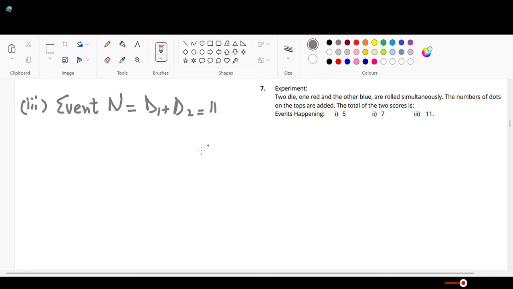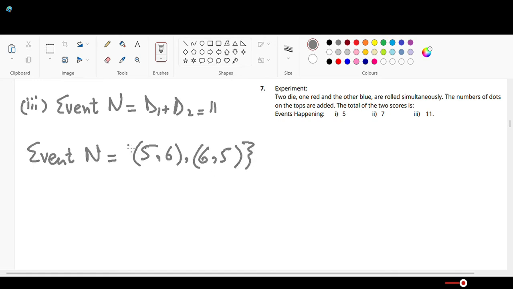So what are the possibilities that we get to 11? There are only 2 possibilities that I can think of right now, because I'm pretty sure there are only 2, but anyway, we get 5 and 6, and 6 and 5. So that's 2 possibilities. So the number of elements in event N is 2.